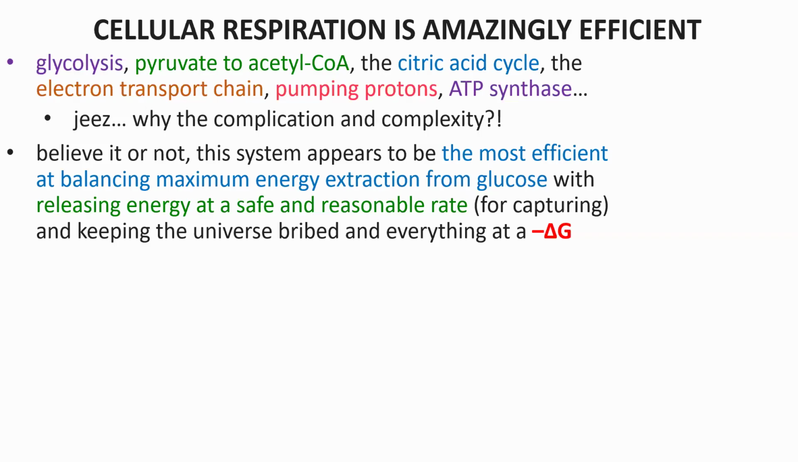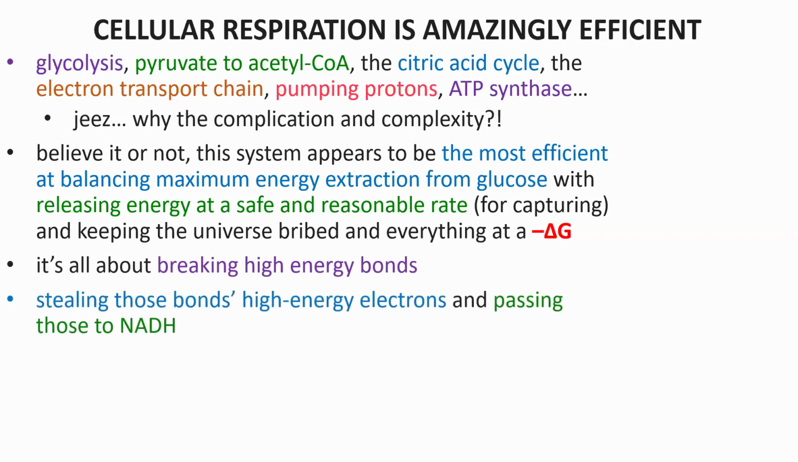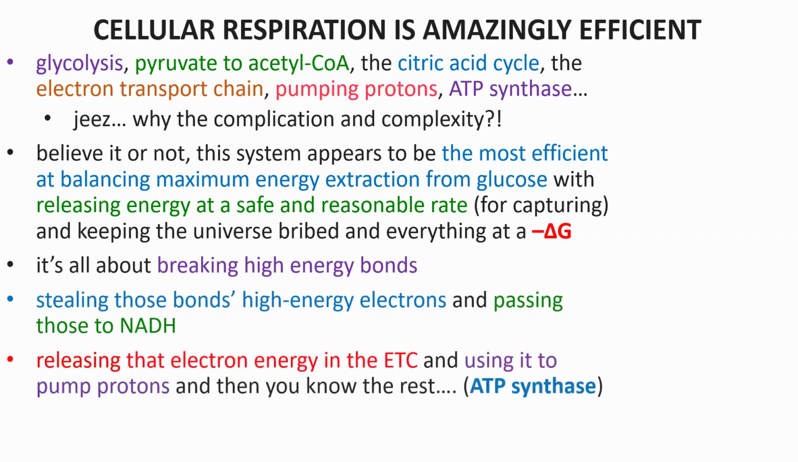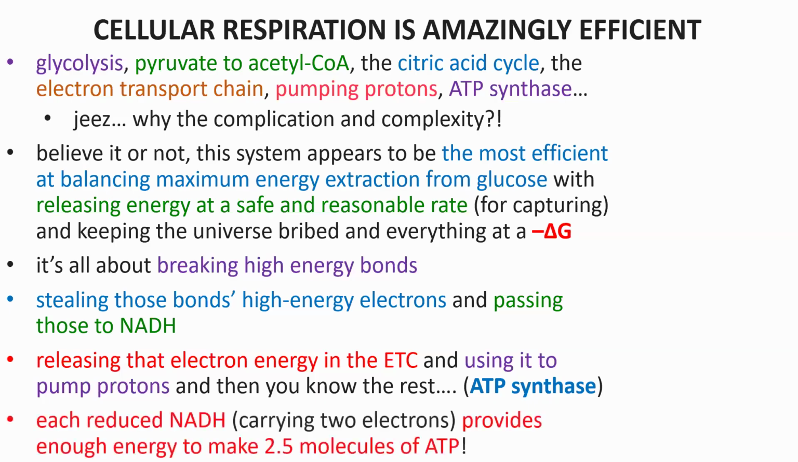But despite all that, this is the most efficient way to extract energy from glucose. It's the most efficient way to capture as much energy as possible from the covalent bonds of glucose that we've broken, stealing those bonds' high energy electrons, and then passing those electrons on to NADH. Once this gets to the ETC, it's pure energy. It's electron energy that's being used to pump those protons, and then of course spin ATP synthase.